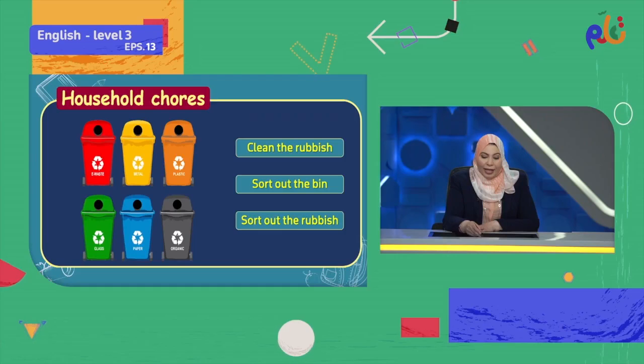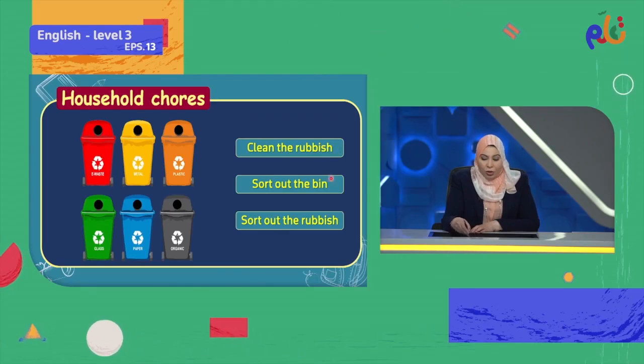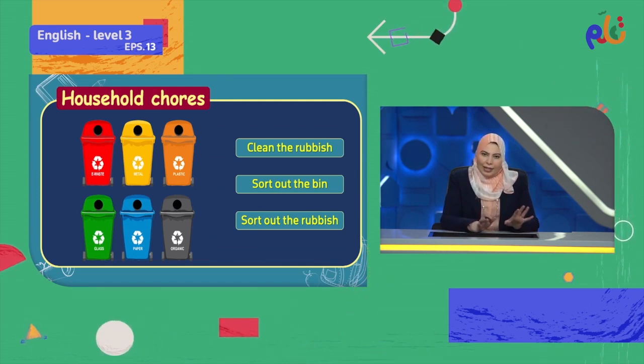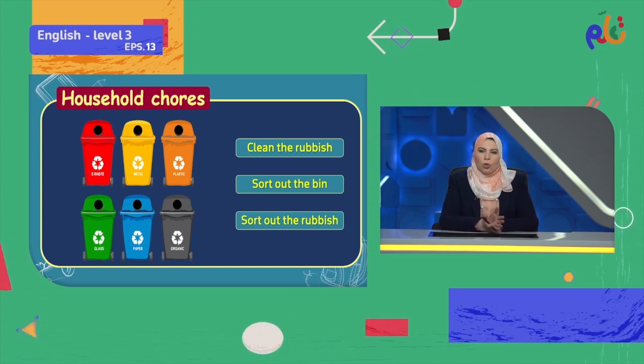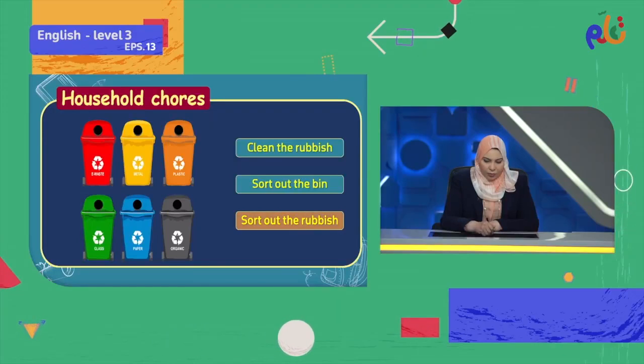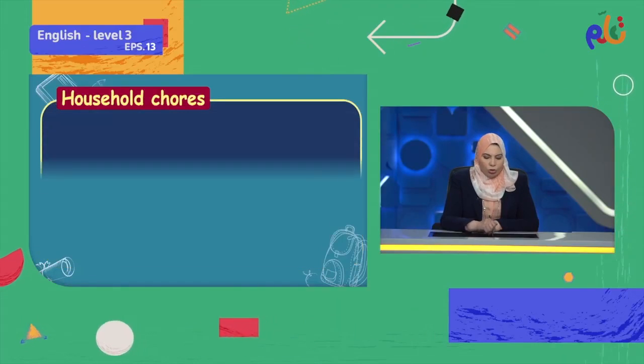So here we have clean the rubbish, sort out the bin, or sort out the rubbish. When we divide the glass alone and the other things alone, what do we call this? We call it sort out the rubbish or sort out the trash. When we put everything in its basket or bin. So sort out the rubbish or sort out the trash.